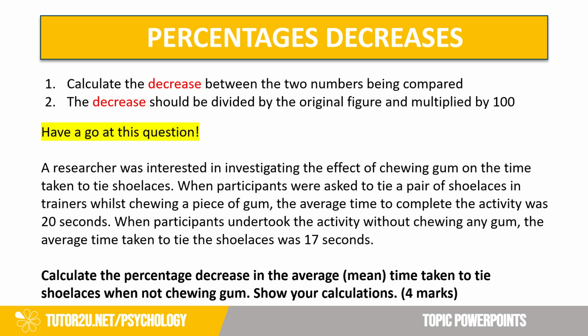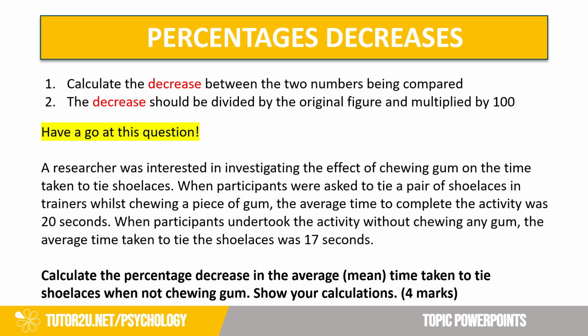A researcher was interested in investigating the effects of chewing gum on the time taken to tie shoelaces. When participants were asked to tie a pair of shoelaces in trainers whilst chewing a piece of gum, the average time taken to complete the activity was 20 seconds. When participants undertook the activity without chewing any gum, the average time taken to tie the shoelaces was 17 seconds. So here we've got: calculate the percentage decrease in the average mean time taken to tie shoelaces when not chewing gum. Show your calculations for 4 marks.